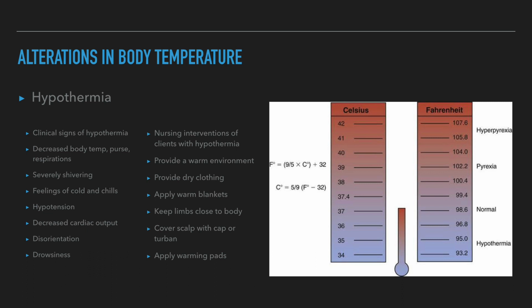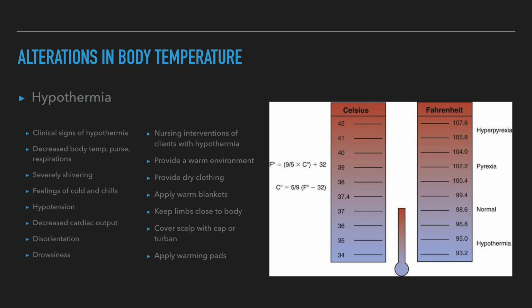Hypothermia. Hypothermia is a core body temperature below the lower limit of normal. The three physiologic mechanisms of hypothermia are 1. Excessive heat loss, 2. Inadequate heat production to counteract heat loss, and 3. Impaired hypothalamic thermoregulation. The clinical signs of hypothermia are listed in this slide.